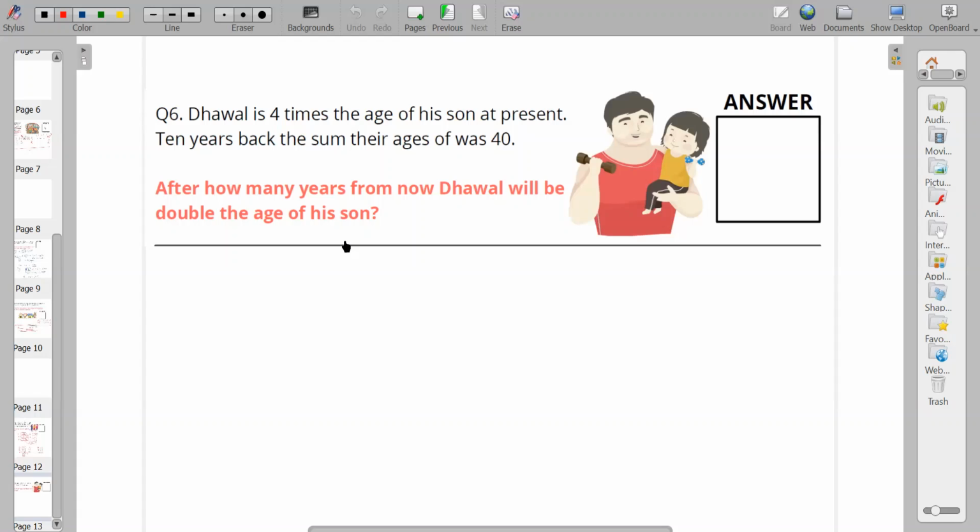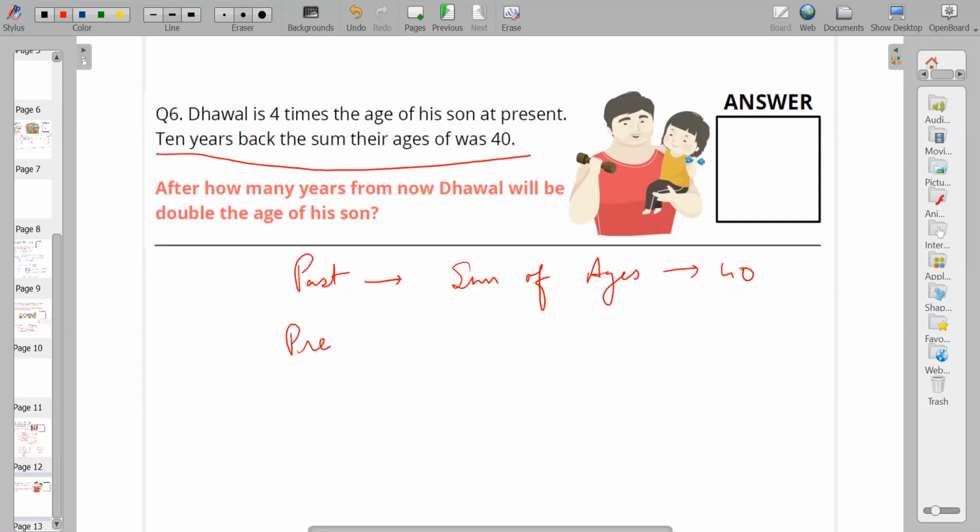Okay, so let's see. I don't know the answer. So first we will go in the past. Yes, sir. Okay, so past. Sum of ages was 40. So what will be the present, which is plus 20? 10 years, so sum of ages will become how much? 40 plus 10 plus 10, because there are two people, correct? It will become 60.